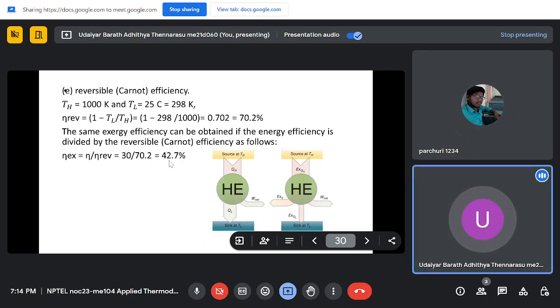Okay, so I think this would have given a fair idea about what is exergy and how the cycle is compared to the Carnot cycle. Everything, I think the single problem would have dealt with that.